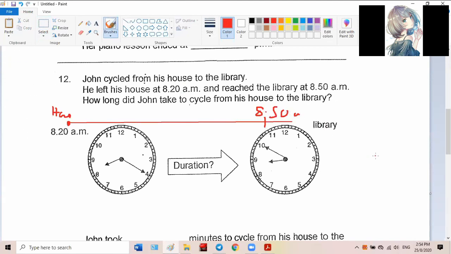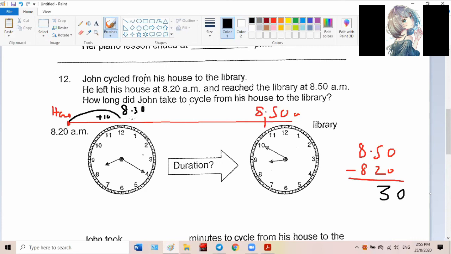Right? He reached the library. So how long did he cycle from his house to the library? You take 8:50 minus 8:20. You understand? How much is that? 8:50 to 8:20. Do you know how to count? Anyway, what is 50 minus 20? 30, right? That means 30 minutes, no? Oh yeah, 8:20, you go plus 10 is 8:30, right? Plus 10 minutes.